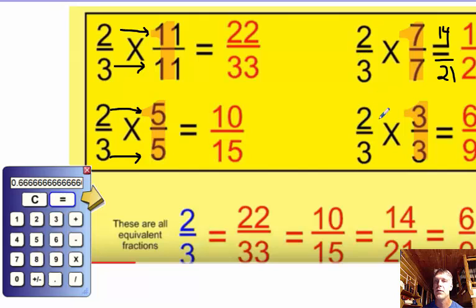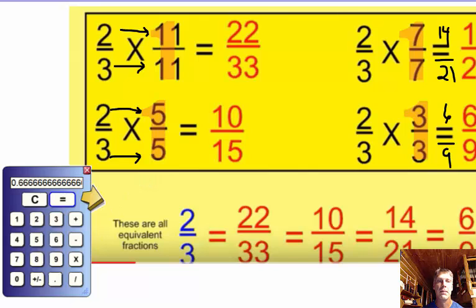And the same, 2/3 times 3/3. So 2 times 3, 6. 3 times 3, 9. 6/9, 2/3. Same thing. Look, they're all equivalent. All these fractions are equivalent. They all represent the same amount of space, but we can write them with different numbers. It just means I put more cuts in that circle.